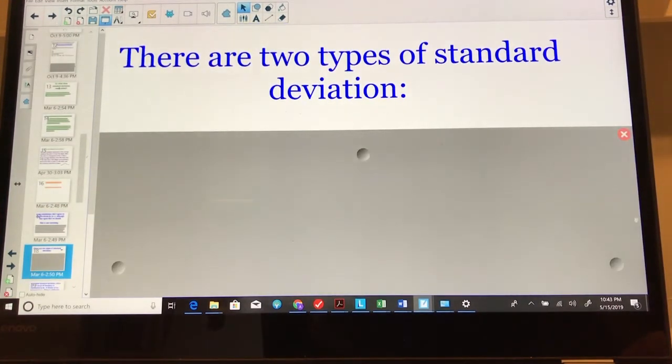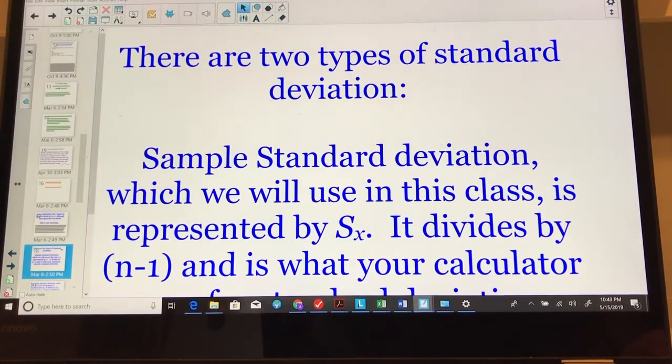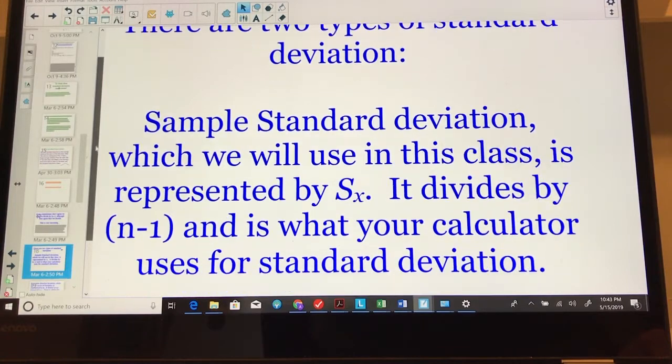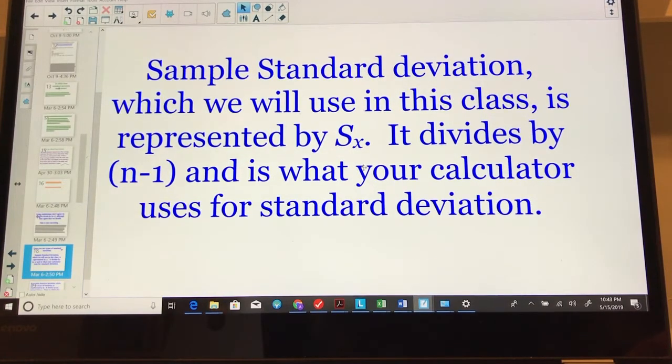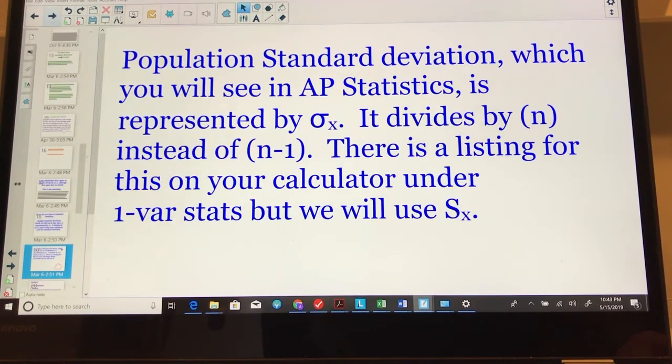There are 2 types of standard deviation. We are only using one of them in our class, and that's the sample standard deviation, which is what we use. That's our S sub x. It divides by n-1. It's what our calculator does for standard deviation.